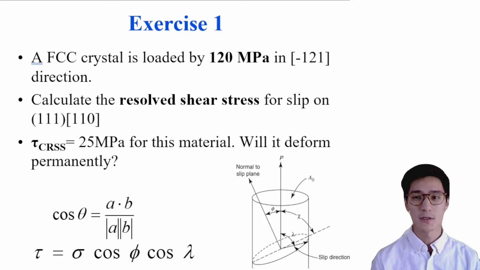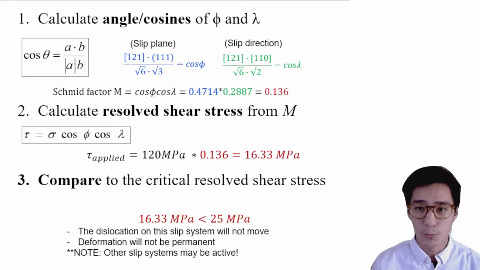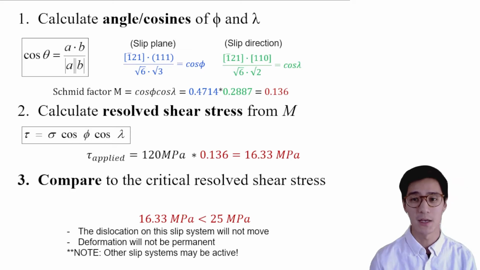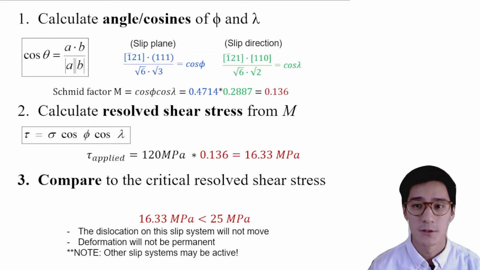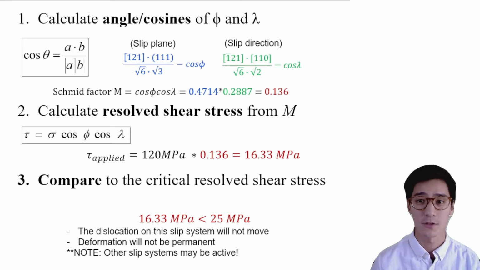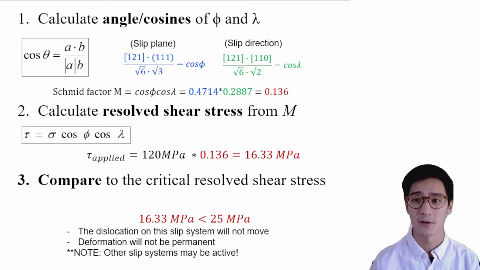We can break this problem up into a few steps here. First, we must calculate the angle, or the cosines, between the slip plane and the loading direction, and the slip direction and the loading direction. This is simply the dot product over the magnitudes of these vectors. The Schmid factor is the product of these two cosines, and we calculate this out to be 0.136.